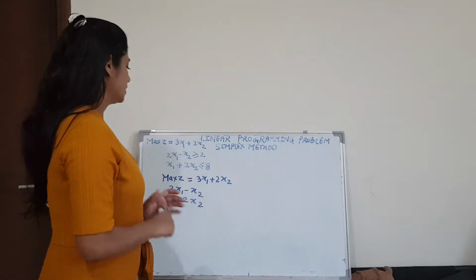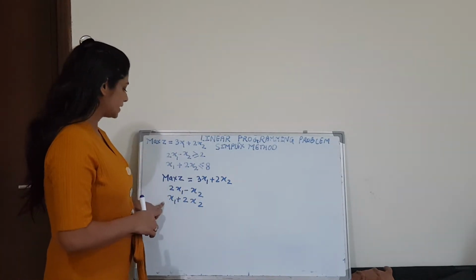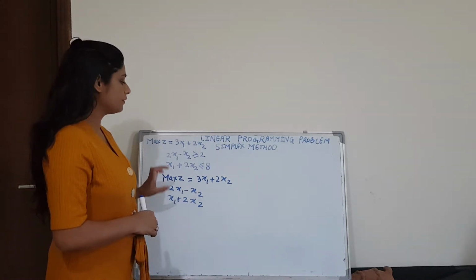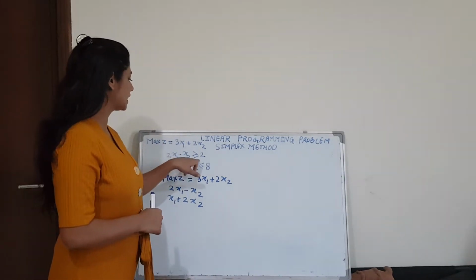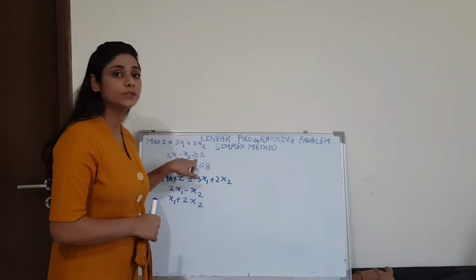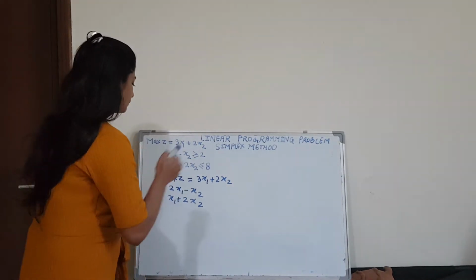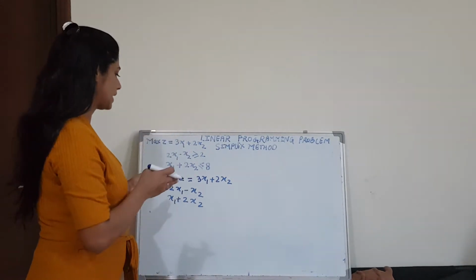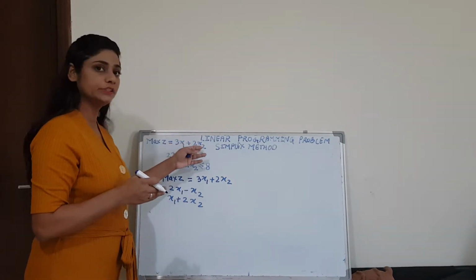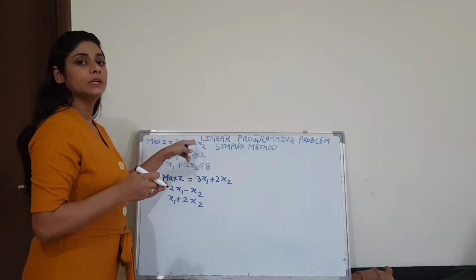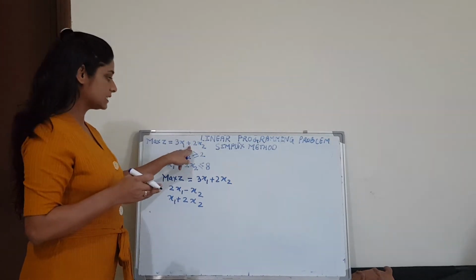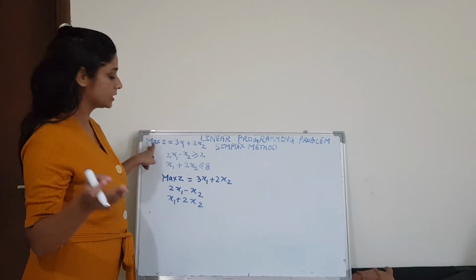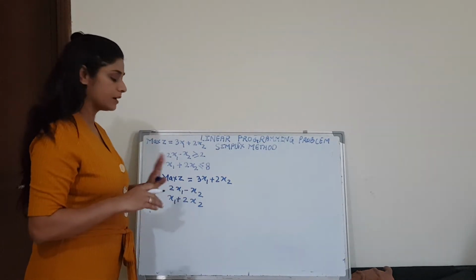Let's start. So this is the maximization problem. I have written here both equations. Now we will check the condition. This first equation is in greater than or equal form. So x1 and x2 both are basic variables, and we need to calculate the value of these two variables. Then we will put the value of both variables in this equation, and then we will find out our maximum profit.